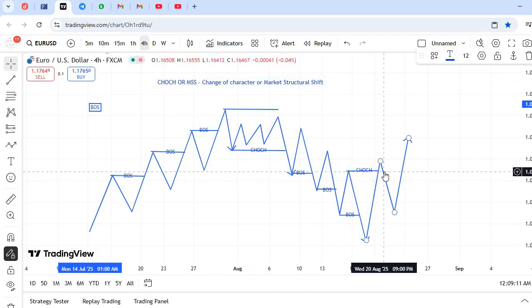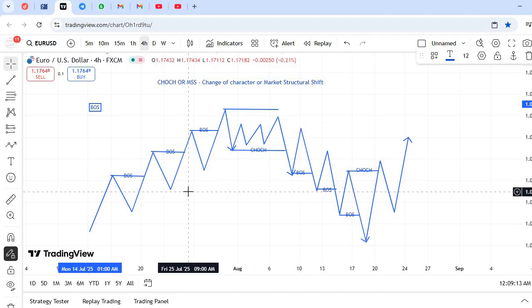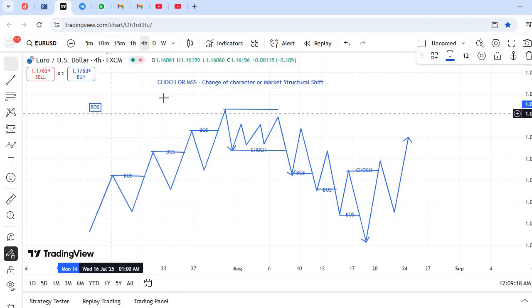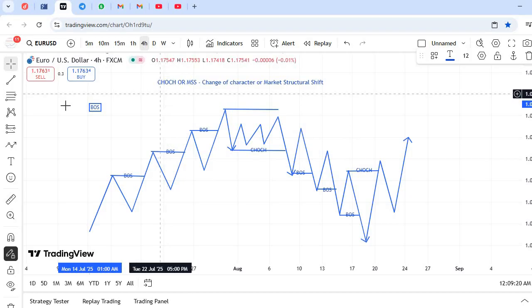Now, you may want to ask what's the difference between the BOS? The BOS means break of structure. Don't forget. The BOS means break of structure.